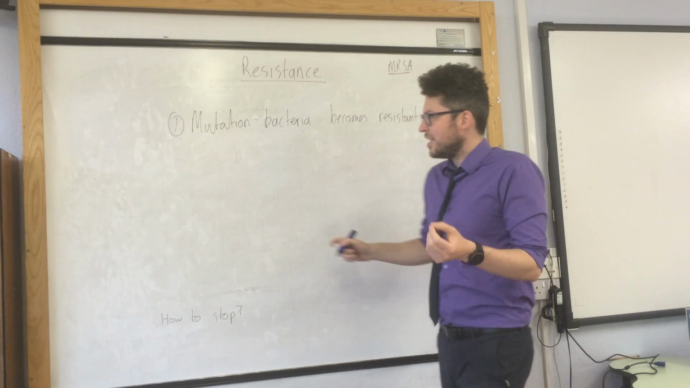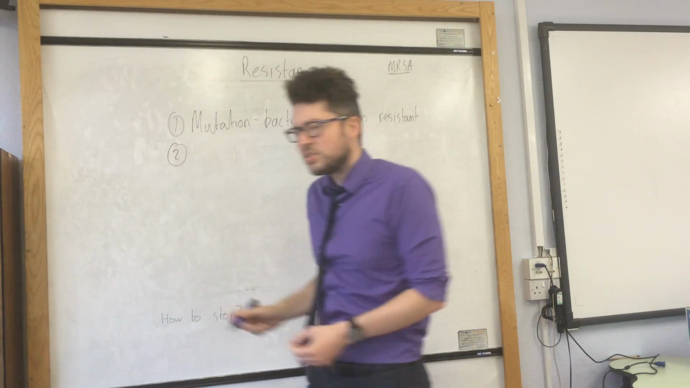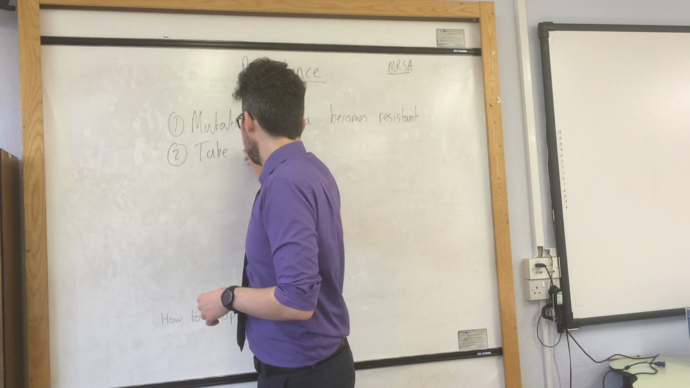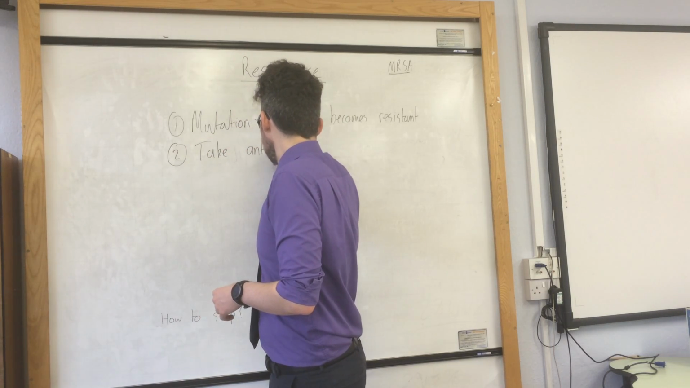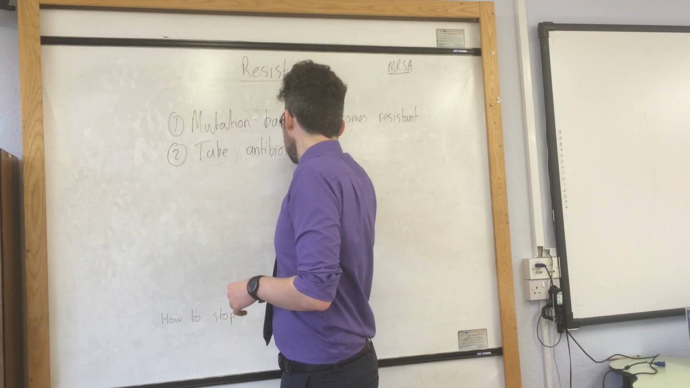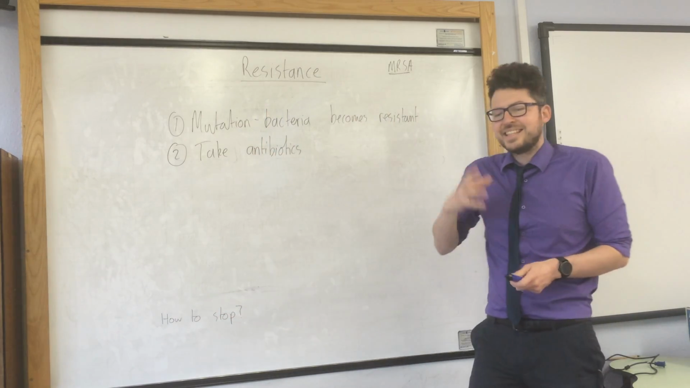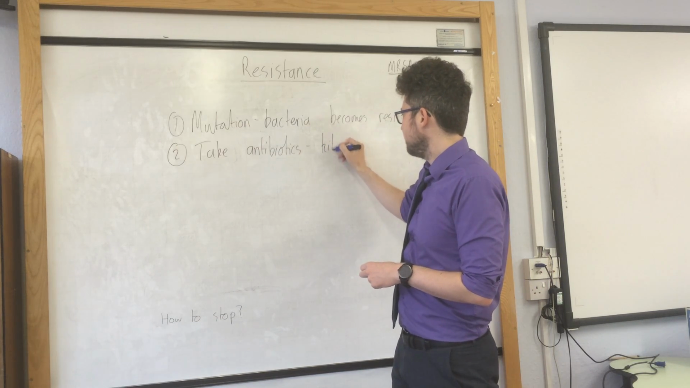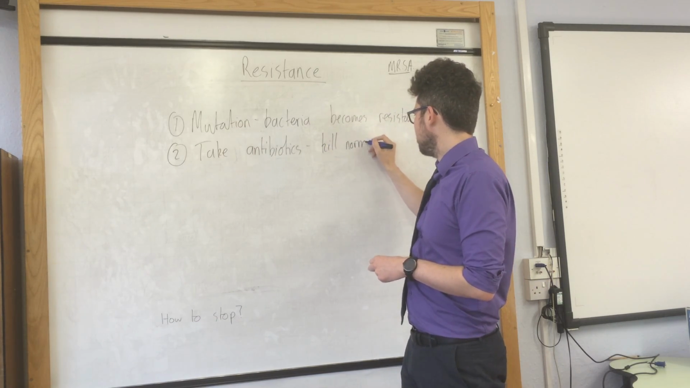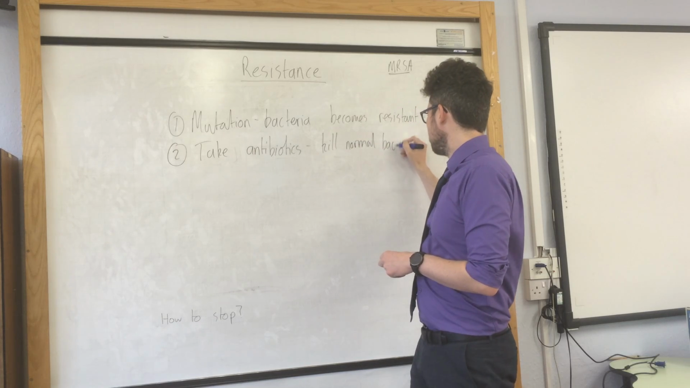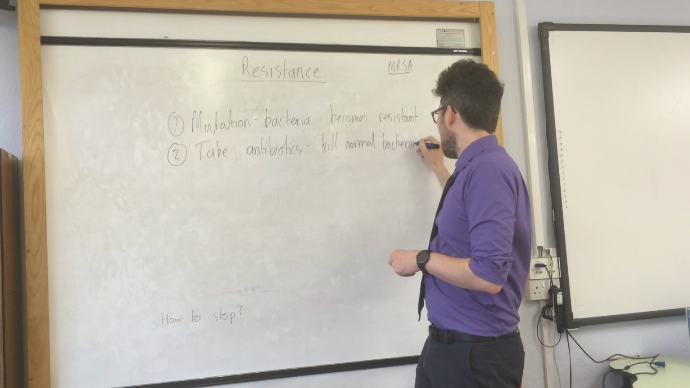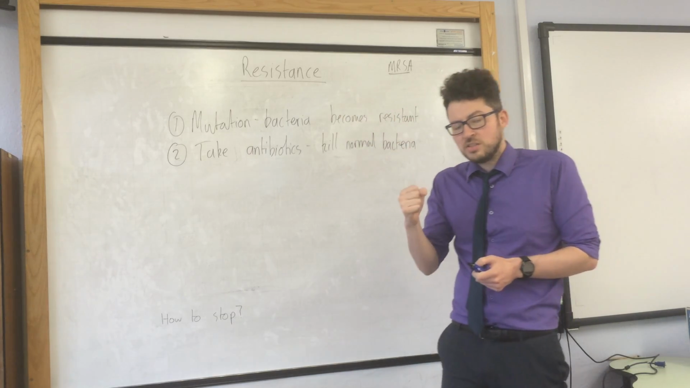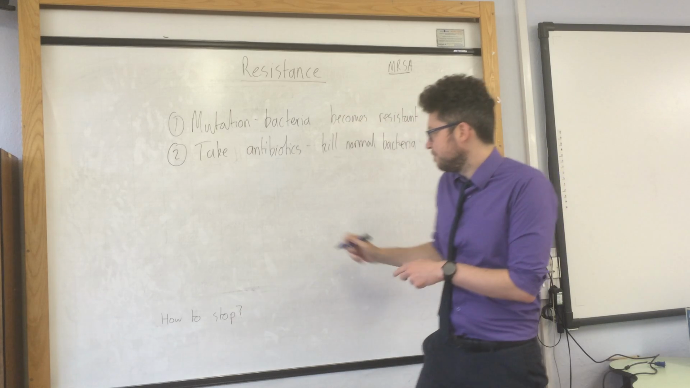So the next stage is the person may take the antibiotics. Now what happens here is the antibiotic will kill all of the normal bacteria, but what will be left behind is the resistant bacteria because the antibiotic can't kill it.